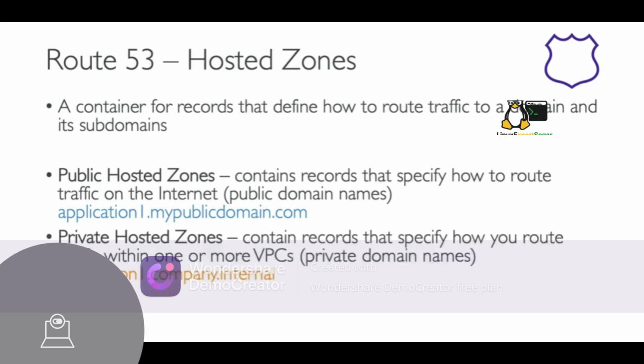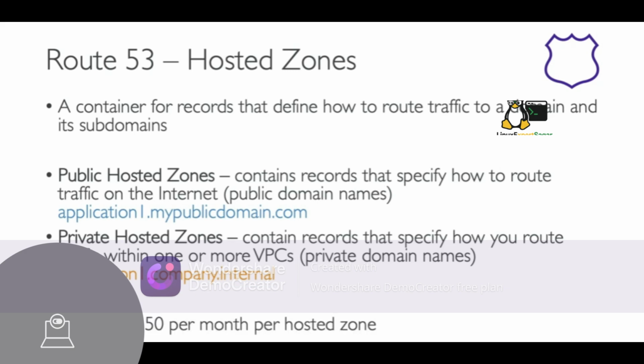application1.mypublicdomainname.com. But we also have private hosted zones, and these are for domain names that are not publicly available. They're private, and only you, within your own virtual private cloud, or VPC, can resolve this URL. For example, application1.company.internal. You may have seen this if you're working for a private company. Sometimes they have URLs that you can only access from within your corporate network. That's because this is a private URL, and behind the scenes, there's a private DNS record.